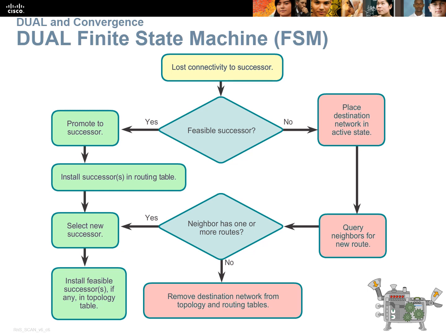Now this is a very interesting word we used here, the word active. Place destination network state in active. It might sound a bit weird, but when a routing protocol is active, it's really bad, because that means it's doing work.